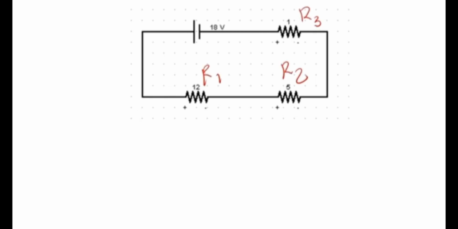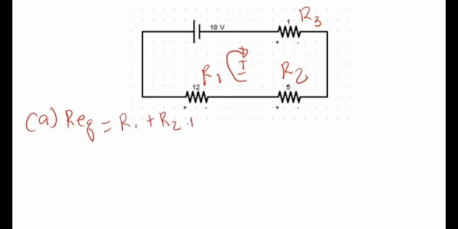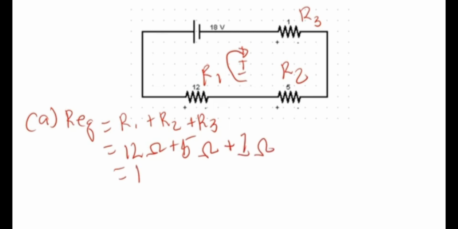This is because if we have a current, let's say current I, this current I is the same for all my resistors. Therefore, in order to get the equivalent resistance for a set of resistors connected in series, we just need to add all of their values. So R1 plus R2 plus R3. R1 is 12 ohms, R2 is 5 ohms, R3 is 1 ohm. So my equivalent resistance is equal to 18 ohms.